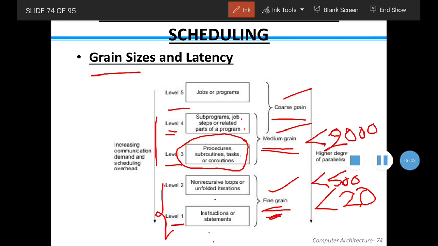Finally we have level 5, jobs or programs. Whenever the program contains millions of instructions, it is again called coarse grain, and it is very difficult to handle. It is usually handled by the program loader and by the operating system. Time sharing or space sharing multiprocessors explore this level of parallelism.